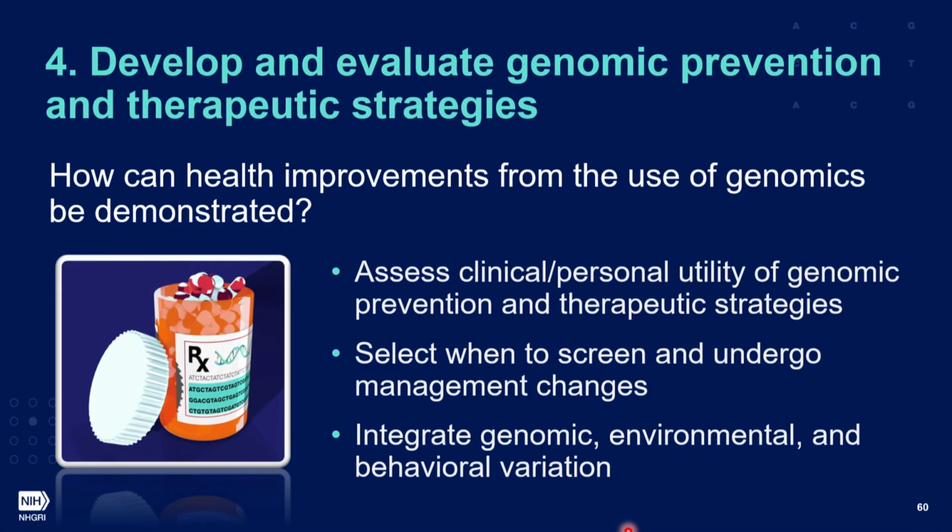So our next theme is to develop and evaluate genomic prevention and therapeutic strategies. And the question that's come up is, how can health improvements from the use of genomics be demonstrated? I think there are several areas that we've heard from several groups. The first one is how to assess the clinical and personal utility of genomic prevention and therapeutic strategies. This is really, how do we use genomics to look at outcomes or the impact of genetic interventions or treatments? And the second one is select when to screen and undergo management changes.